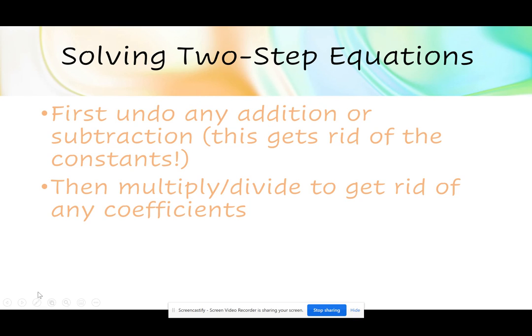So now we're going to move into two-step equations. So first, you're going to undo any addition or subtraction by doing the opposite operation. This gets rid of your constants, so like what's being added or subtracted on. And then your second step is to multiply or divide to get rid of your coefficients, the letter connected to your x.